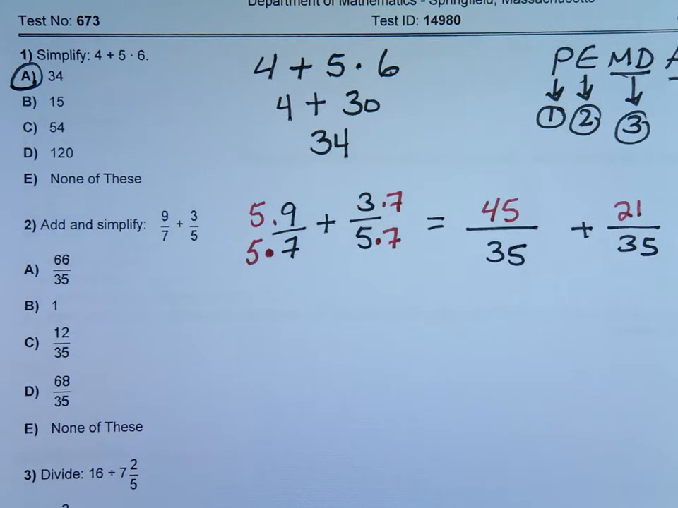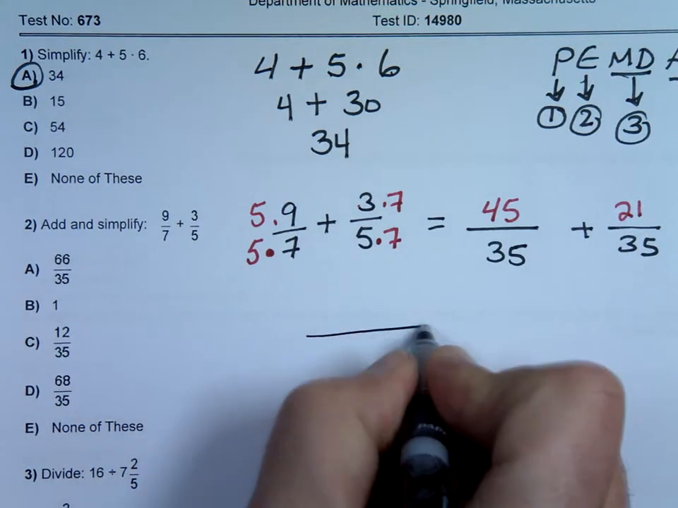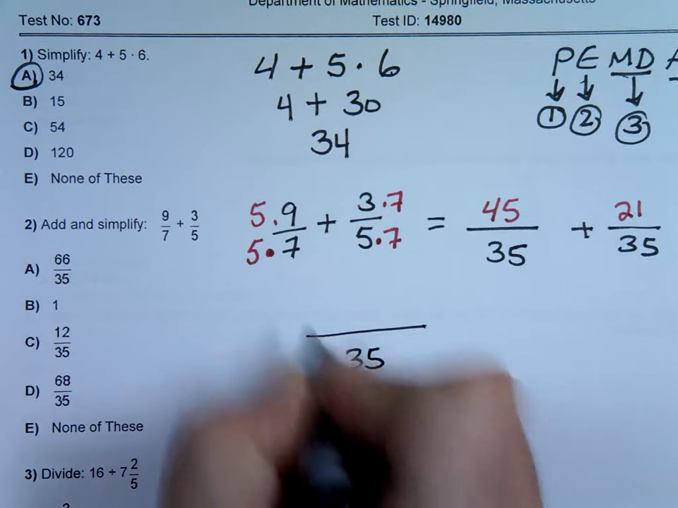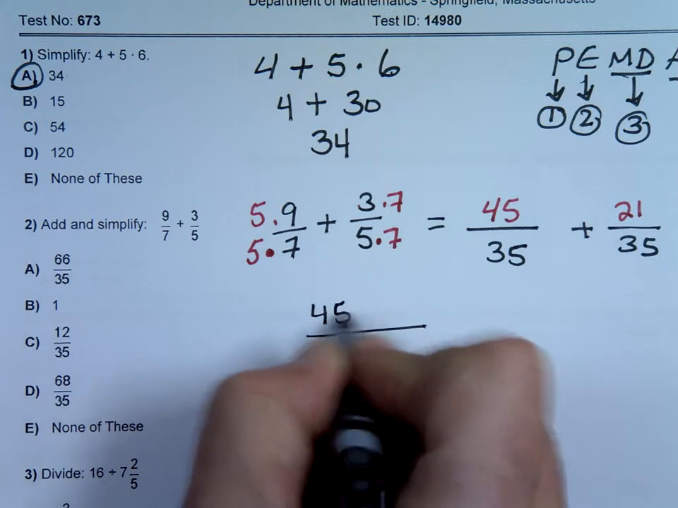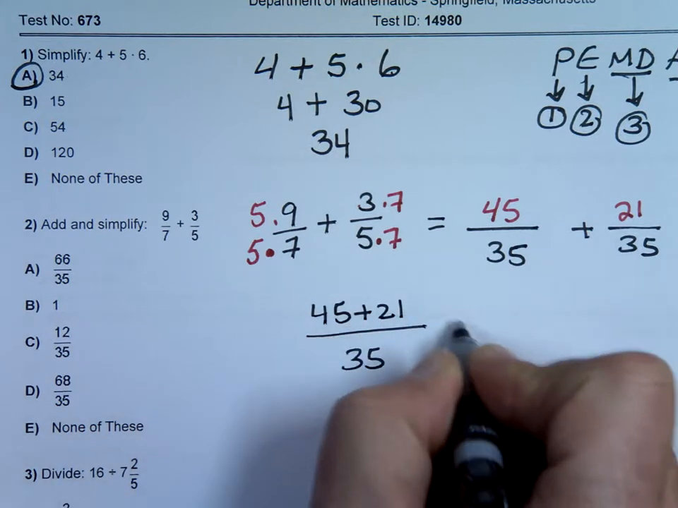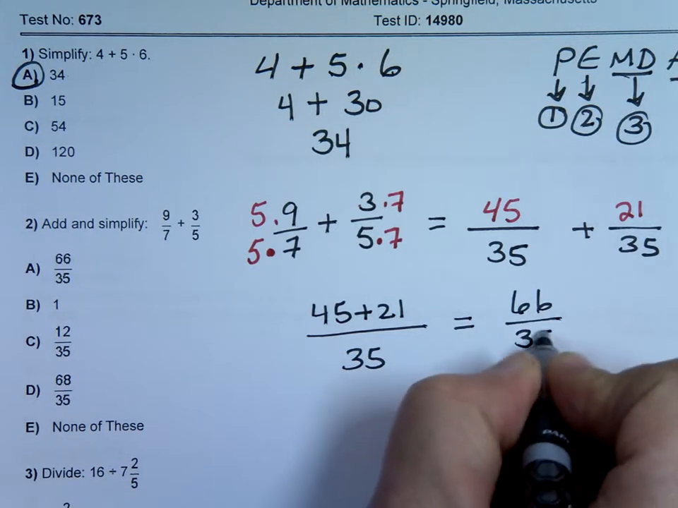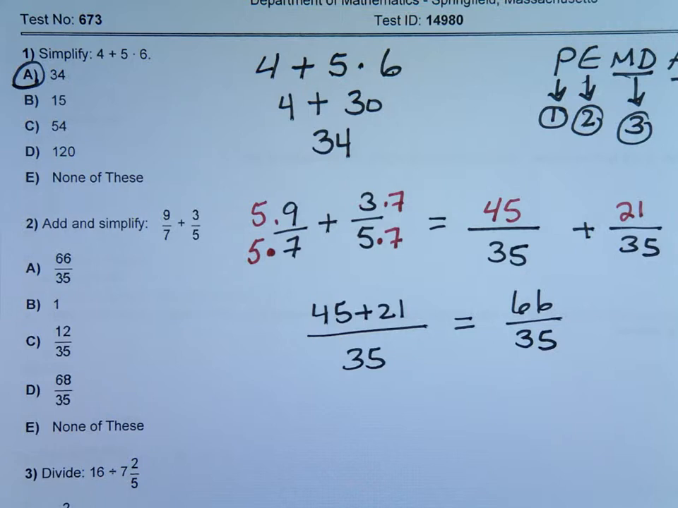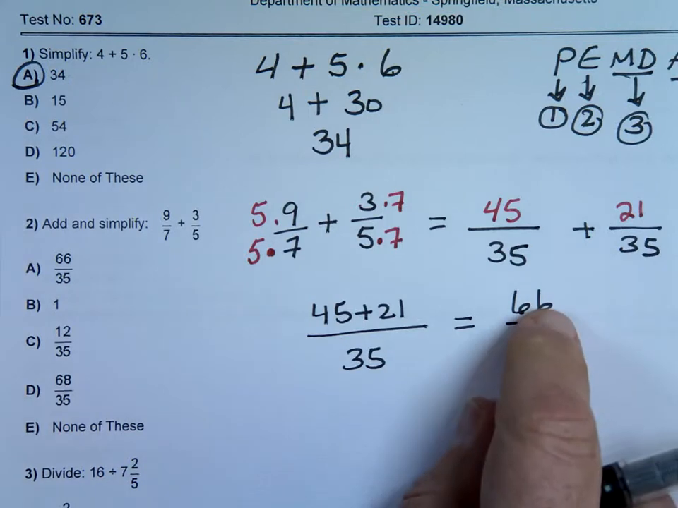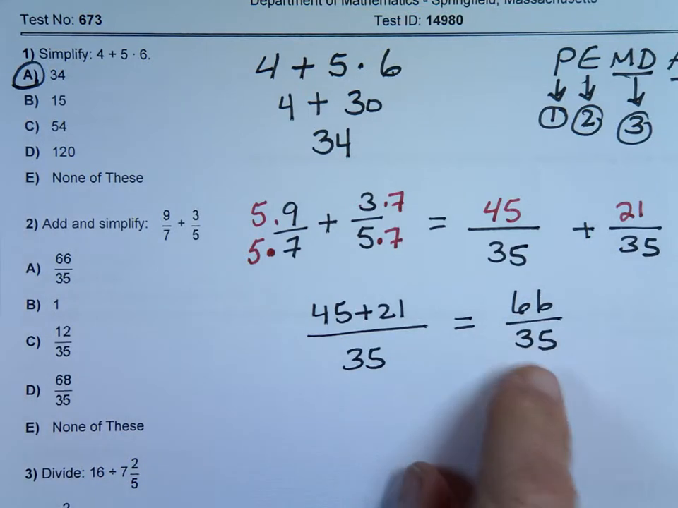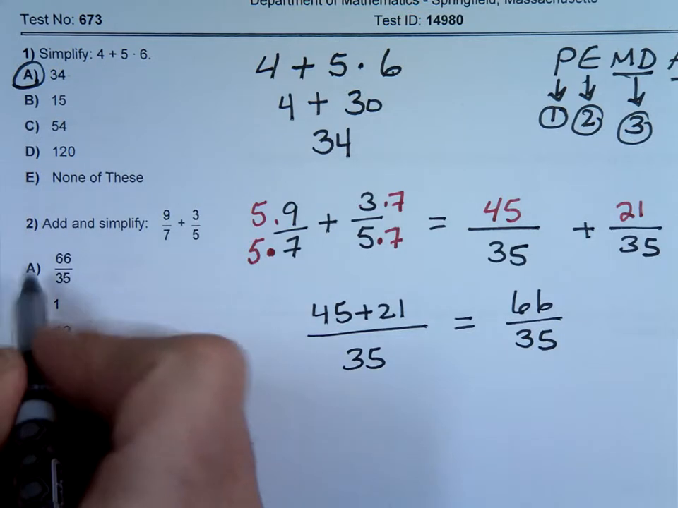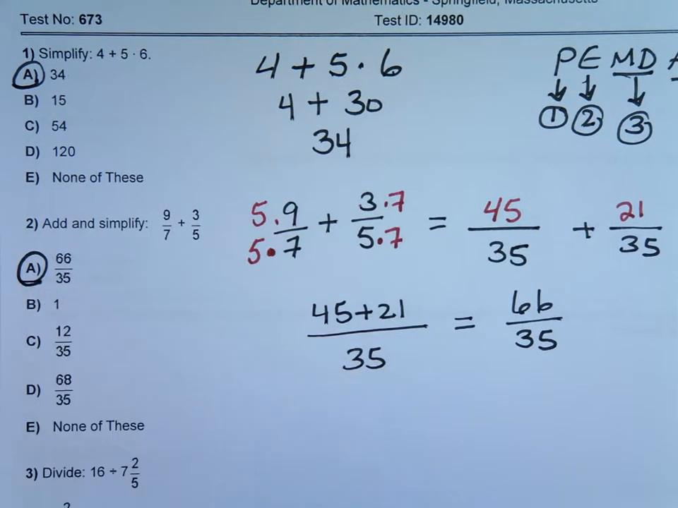We keep that. We don't add them. And we take the two top numbers and we combine them. 45 plus 21, which is what? 66 over 35. This number is divisible by 2, is divisible by 3. This is divisible by 5 and by 7. Can't simplify. And notice 66 over 35 is one of the answers.